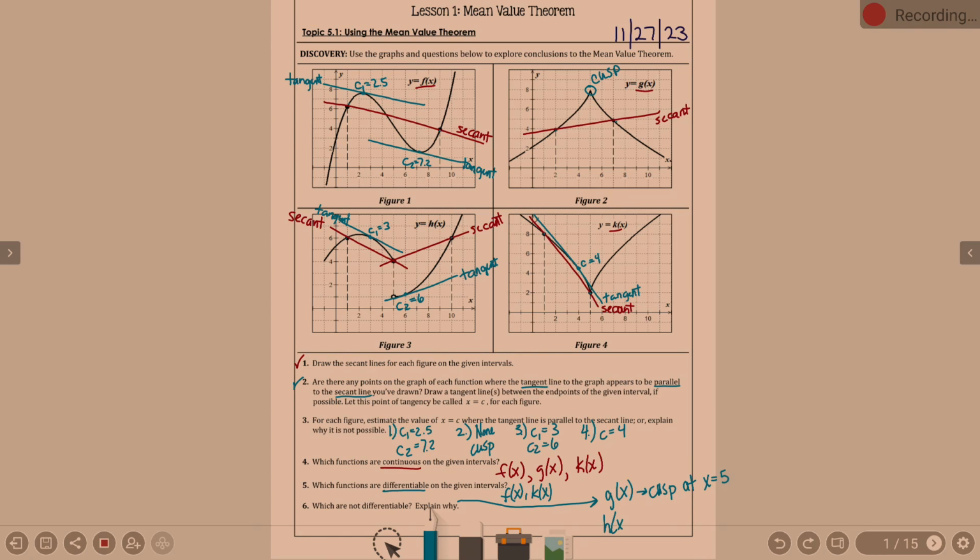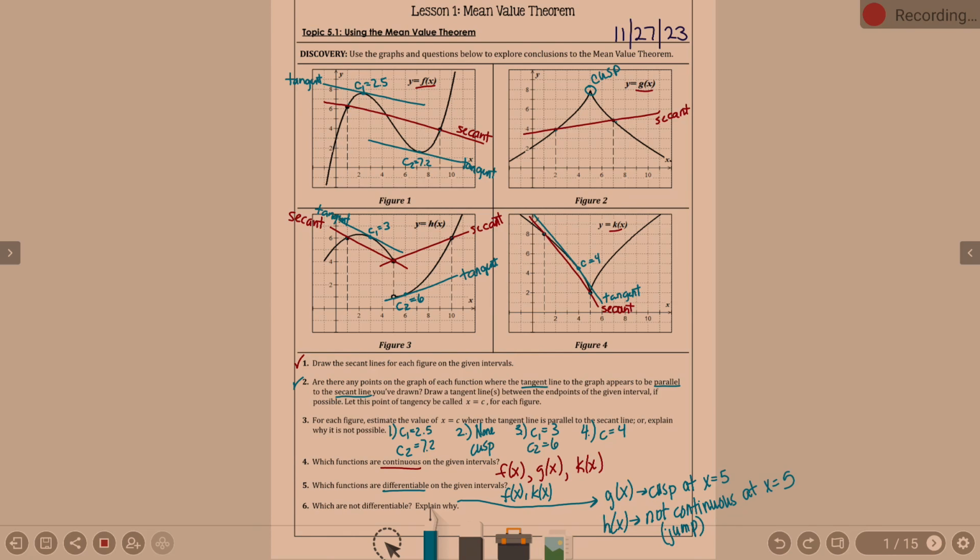H of x is not continuous at x equals 5, and I have parentheses underneath it, jump at x equals 5. So it is not continuous at x equals 5 because there is a jump discontinuity.